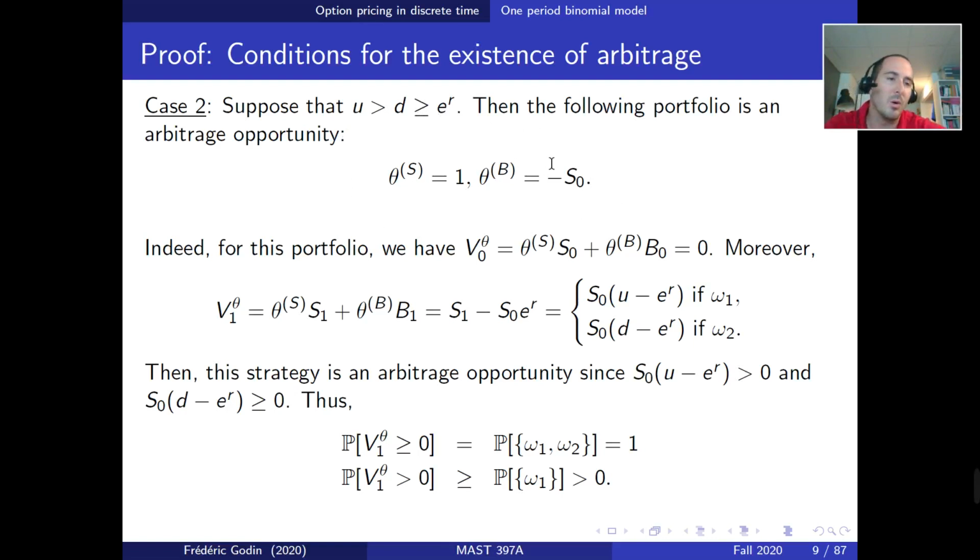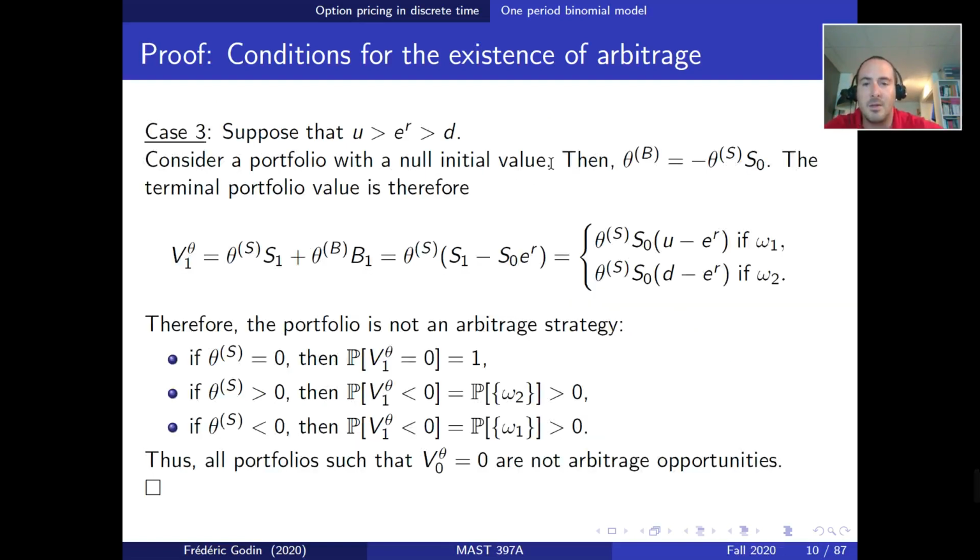Okay, so we saw that if either exponential of R is greater or equal to U or smaller or equal to D, then we do have arbitrage opportunities in the market. So we've proved the first part of the previous proposition, and now what's left to show is what happens in the third case when U is greater than exponential of R, which is greater than D. We have to show that in this case, there exists no arbitrage opportunity on the market.